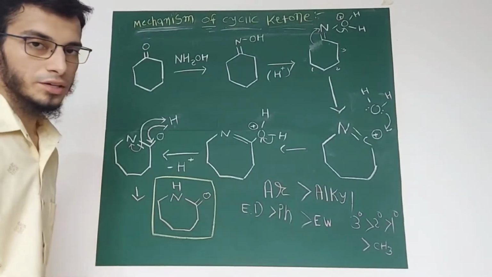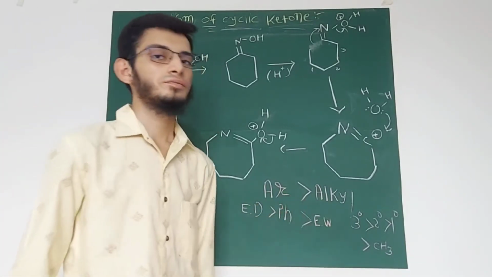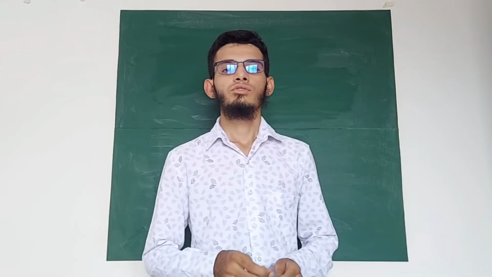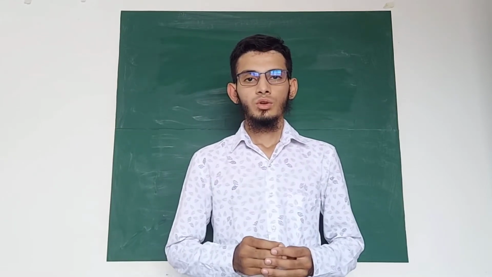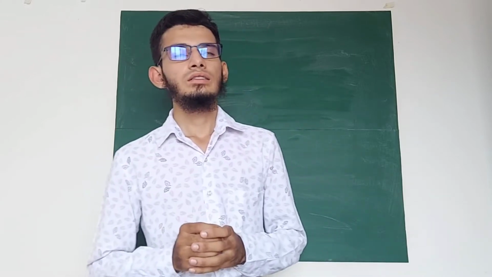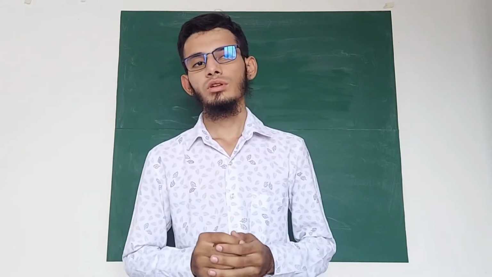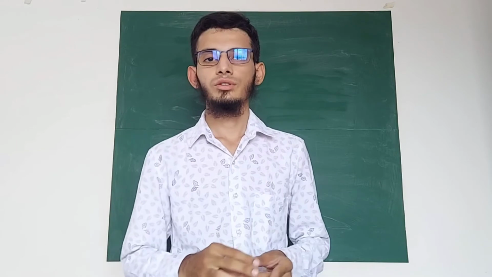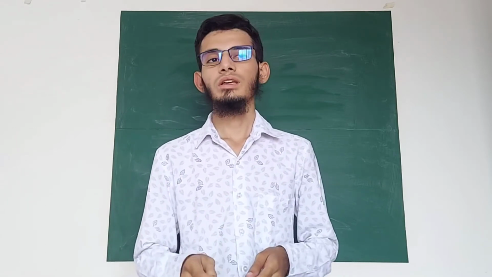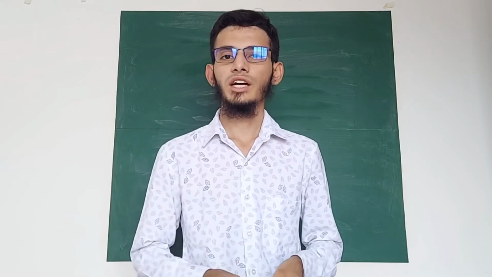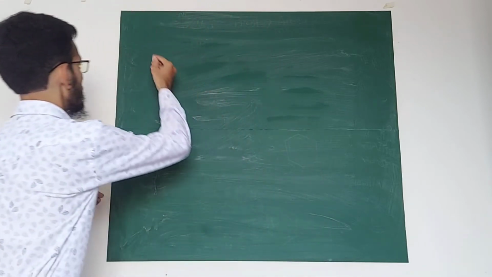For the Beckmann rearrangement, we use both of these. We understand that the aryl group will migrate first, then alkyl. For hydrogen, if we use hydrogen, we can't predict anything, because hydrogen will be in an aldoxime. So an aldoxime will give a nitrile like this.